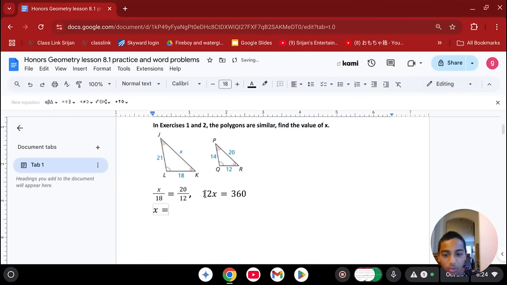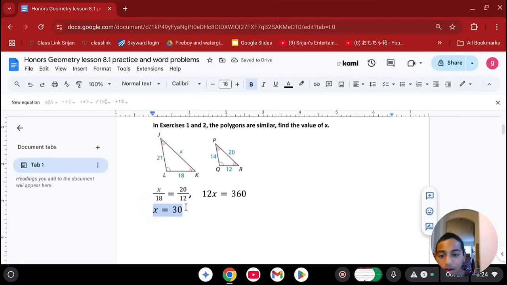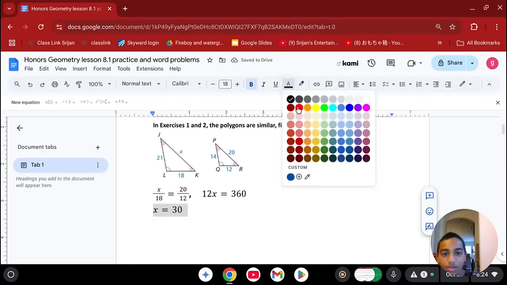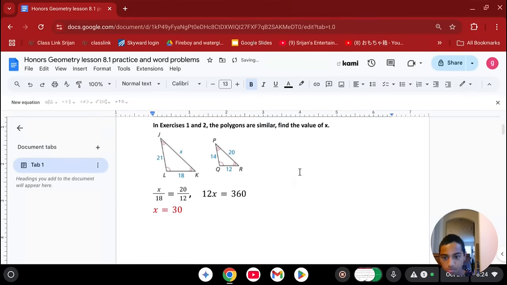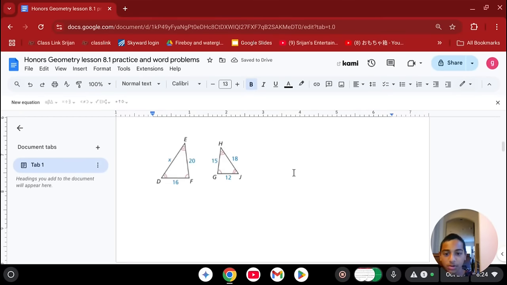When we divide 12 over 12, you get 1. You all know this from the equations videos if you saw it in my videos. 360 divided by 12, what is that? 360 divided by 12 is 30. So that means the length of x is 30. That's our first problem. Let's go to the second one.